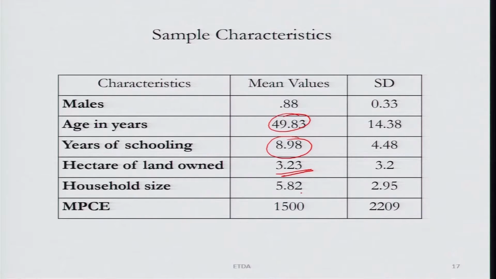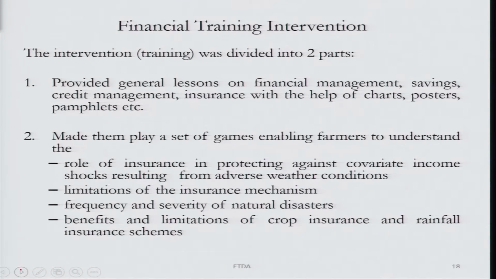The average household size of the participants in this experiment is 5.82, and the average monthly per capita expenditure, which is also a proxy for income, is 1500 rupees in the sample. Now, these are all standard deviations as you see in the right hand side column. So, given this sample, the intervention comprises two parts.